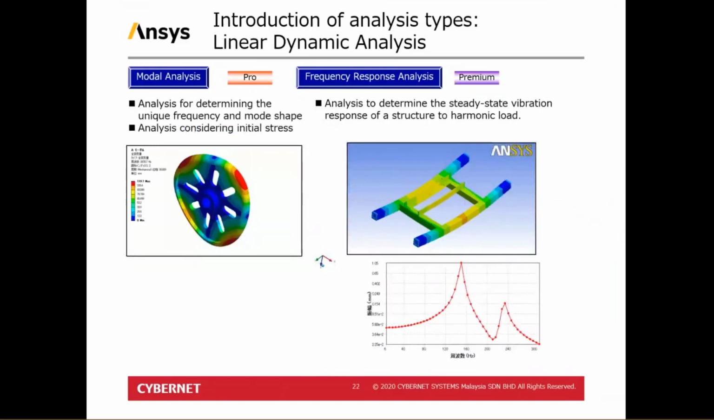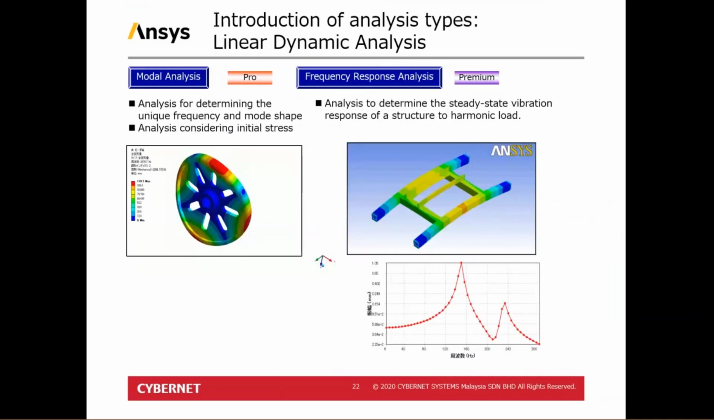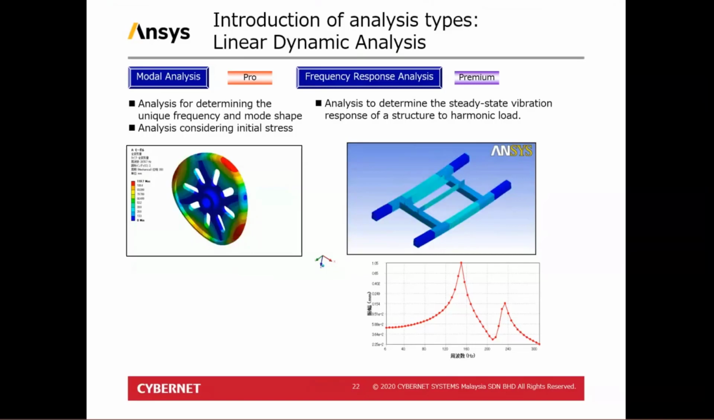Then next, we take a look at the linear dynamic analysis or vibration analysis of ANSYS. The first one here is called modal analysis. This analysis is to determine the natural frequency and also mode shape of your model or your structure. And then we also have a frequency response analysis, or harmonic analysis, as you might call it. This analysis is to determine the steady state vibration response of a model or a structure to a harmonic load. Essentially, this simulation is to study the vibration of a structure when a harmonic excitation is applied to it.